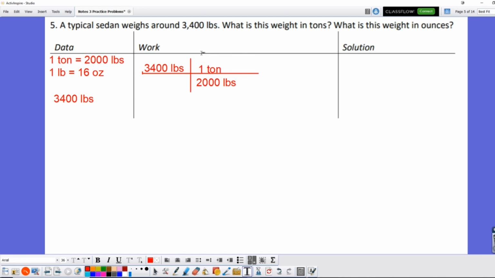Okay? So let me go ahead and calculate that. If we do 3,400 times 1, that gives me 3,400. And then 2,000 is by itself on the bottom. So that gives me an answer of 1.7 tons.